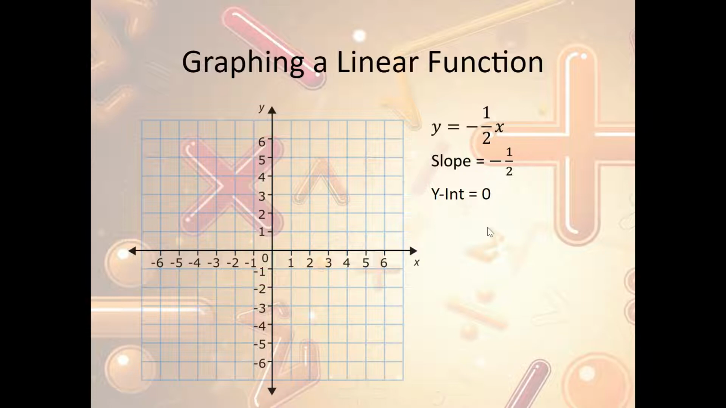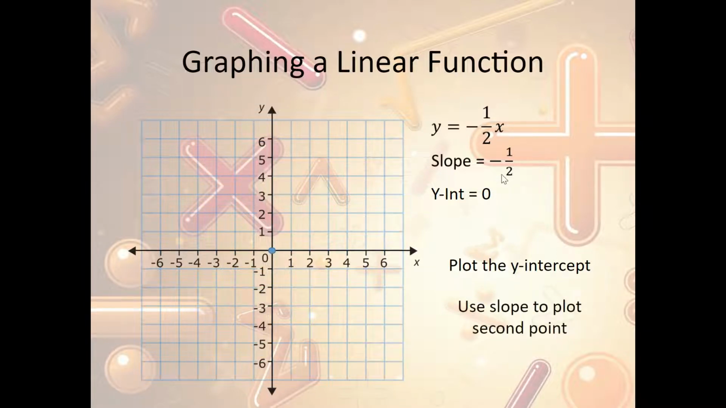So now when I graph this, the first step is I plot the y-intercept. Well, my y-intercept is 0. So I'm going to go along my y-axis and find 0, which is right here, and I plot my point. The next step is I'm going to use the slope to plot my second point. Remember, this is change in y over change in x, or you might have heard it in the past as rise over run. We're going to talk about it as change in y over change in x.